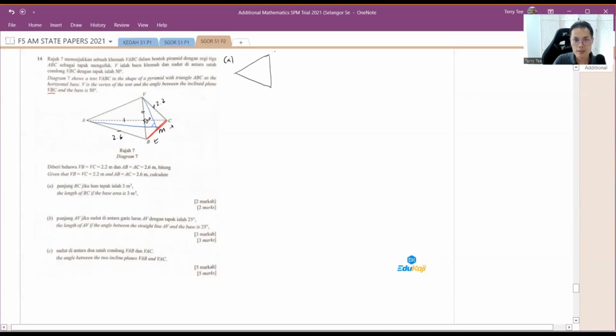Okay, so this is C, this is B, this is A. This is 2.6, 2.6. And I'm finding the length of BC. Well, given the area is 3, we can use the area of a triangle, half AB sine C, first to find angle BAC. So I know half AB sine BAC will give us 3. So let's find angle BAC, right?